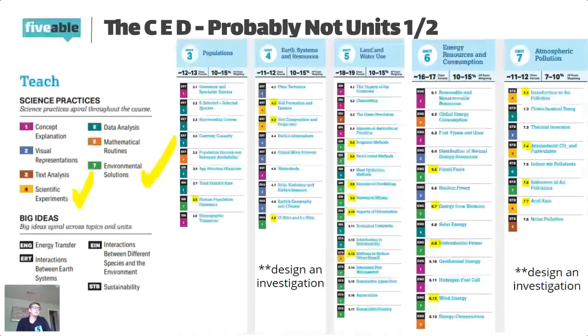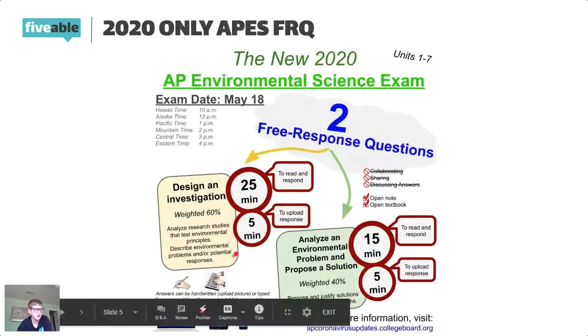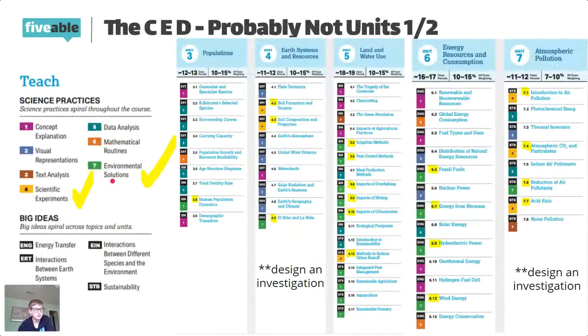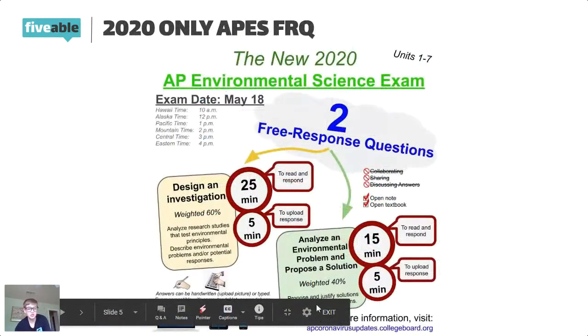So the course and exam description has all these different scientific practices. These two, scientific experiments, which is number 4, and environmental solutions, which is number 7, are kind of similar to the titles over here. You have design and investigation, which pairs with scientific experiments, and then you have environmental solutions right there that pairs with analyze an environmental problem and propose a solution.